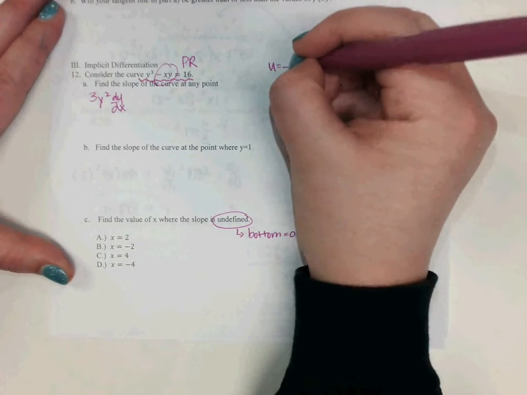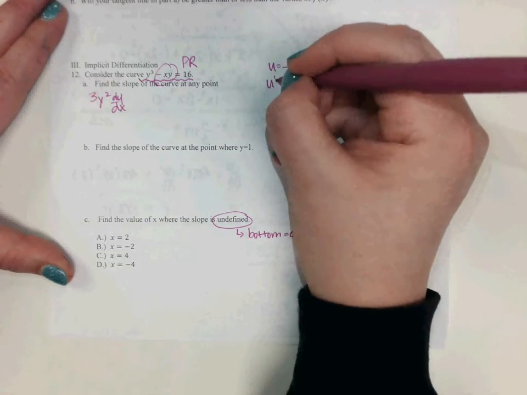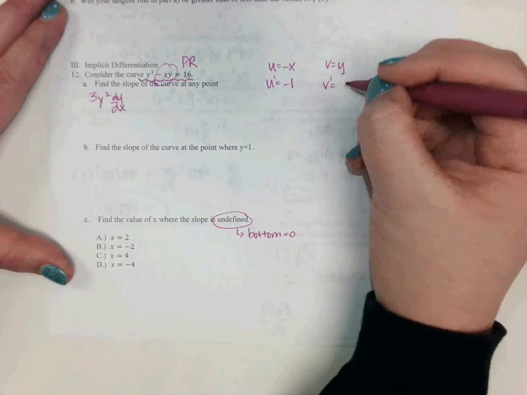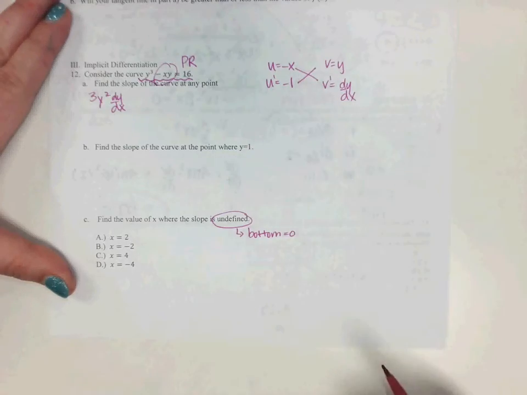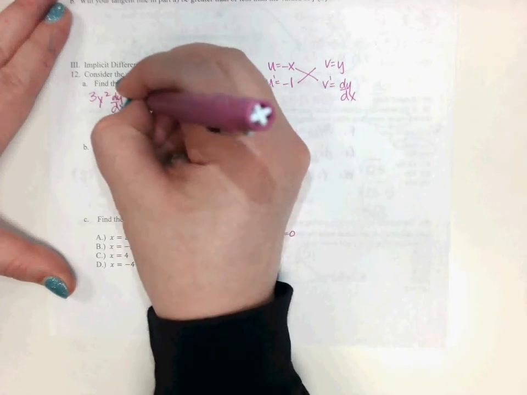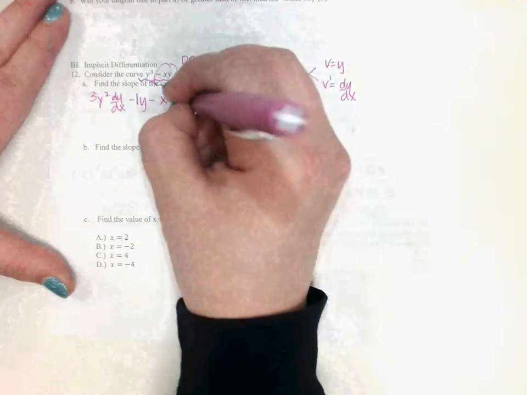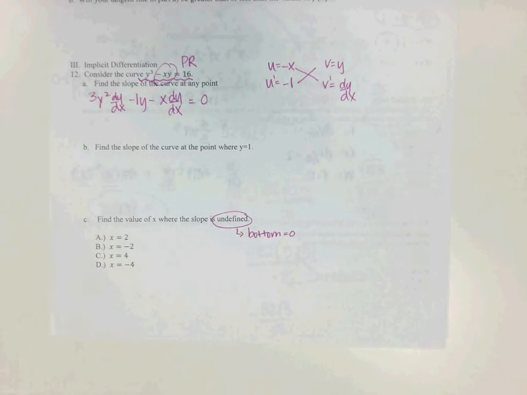So I'm going to let my u be a negative x, my v be a y. So what is u prime? Negative 1. What's v prime? dy dx. Remember, the derivative of y is just a 1, but then I put the dy dx behind it. Okay, from there, my product rule is going to be one diagonal plus the other. So it's a negative 1y minus an x dy dx equal to what? 0. Remember that if it's a constant, when you take the derivative, it goes to 0.